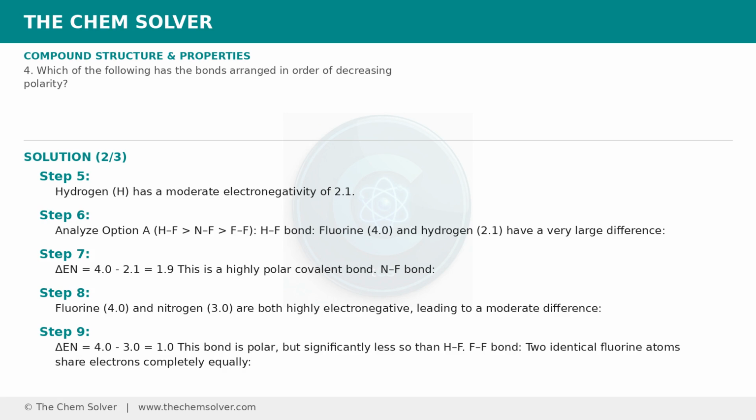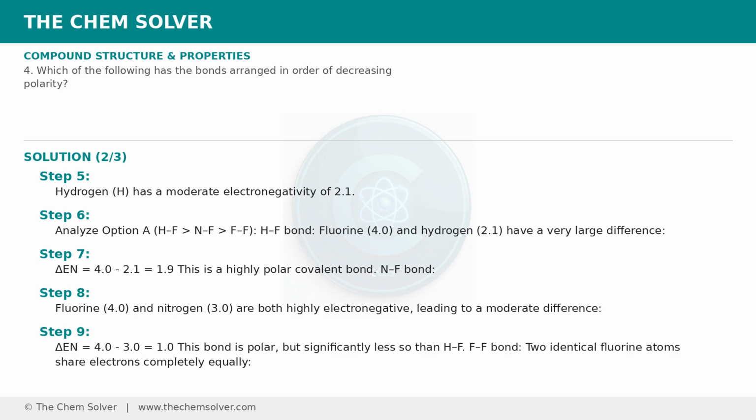Analyze option A, H–F greater than N–F greater than F–F. H–F bond. Fluorine, 4.0, and hydrogen, 2.1, have a very large difference. Delta EN equals 4.0 minus 2.1, which is equal to 1.9. This is a highly polar covalent bond.